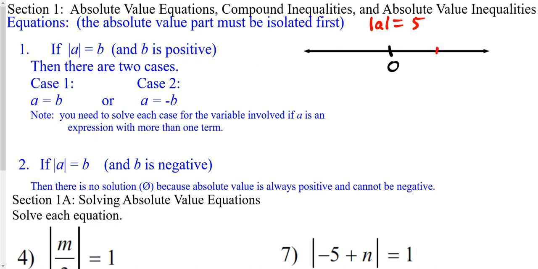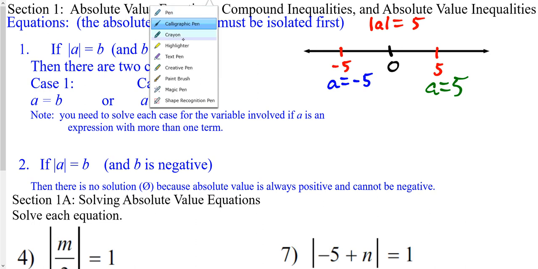Well, there would be one number over here to the right, that would be 5 units to the right, or there would be one number to the left, which would be 5 units to the left, which would be negative 5. And so you get one answer where A is equal to 5, and then you get a second answer where A is equal to negative 5. And so what we have here is two outputs when you have your absolute value.